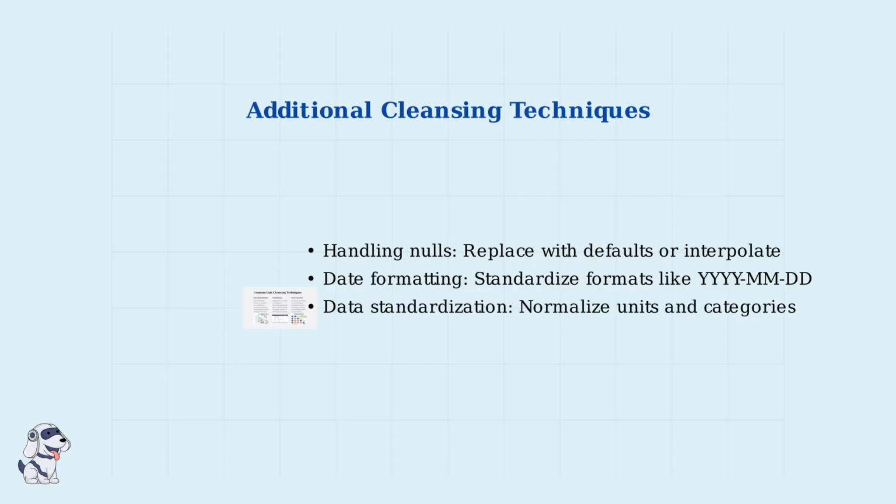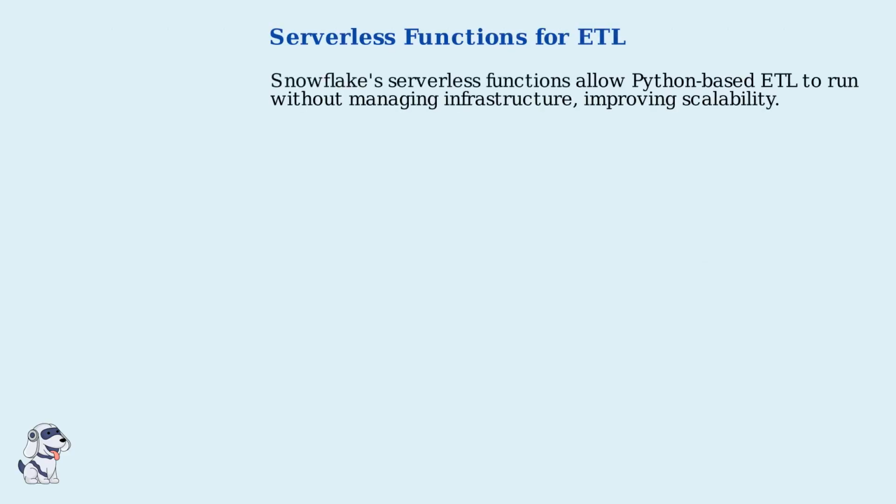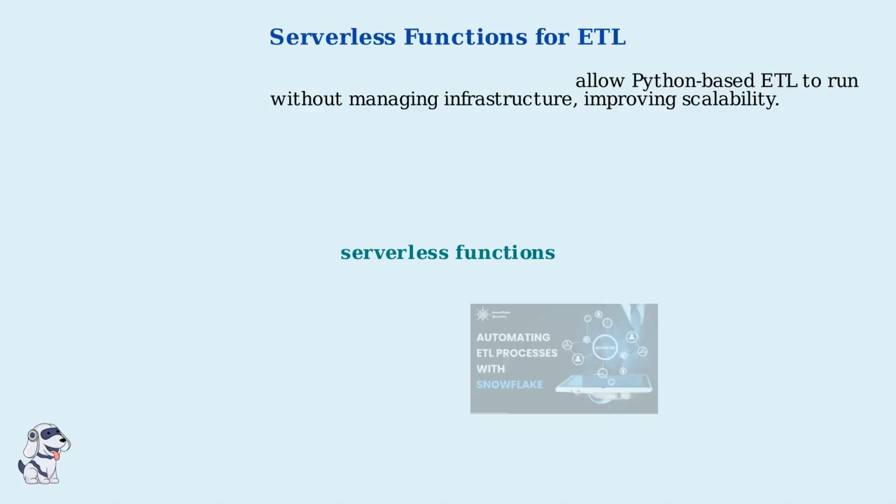Beyond the sales example, Python functions in Snowpark can handle various cleansing tasks. This includes replacing null values with appropriate defaults, formatting dates to standard formats, and standardizing data units or categories. To optimize our ETL pipeline, consider using Snowflake's serverless functions for Python-based ETL to improve scalability. These functions run without managing infrastructure, automatically scaling as needed.